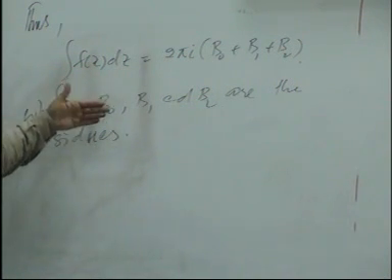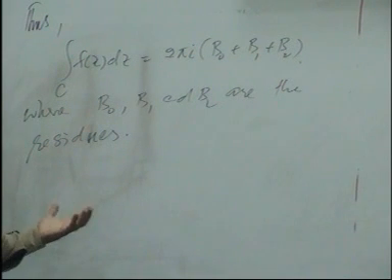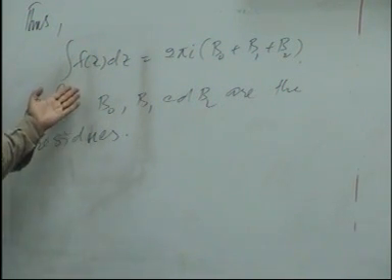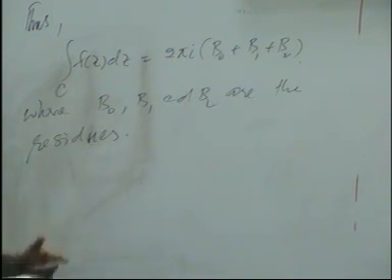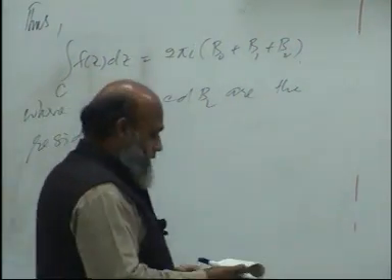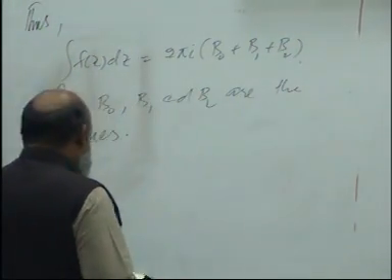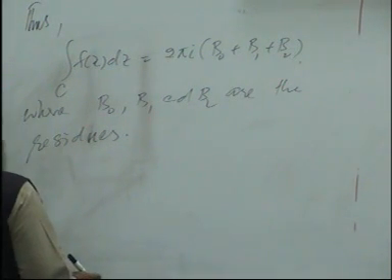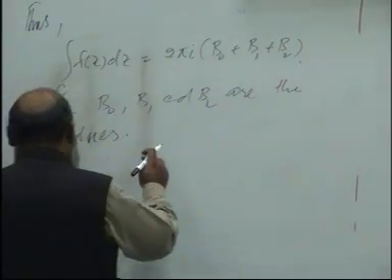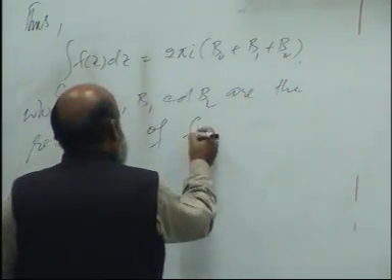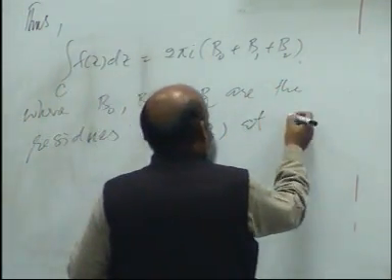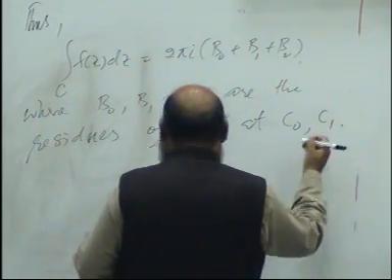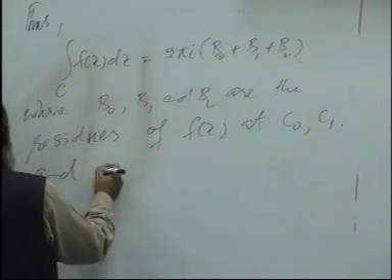So the next step is how we can associate this contour integral with the given real valued function. Residues of f of z at C0, C1 and C2.